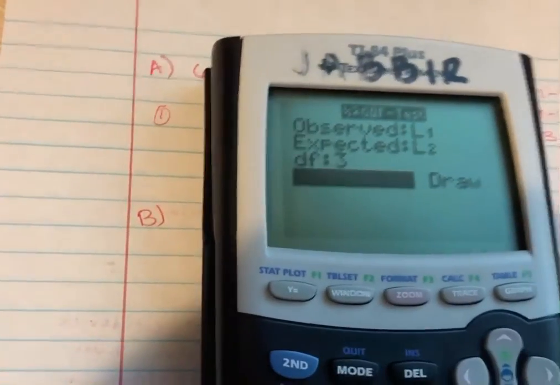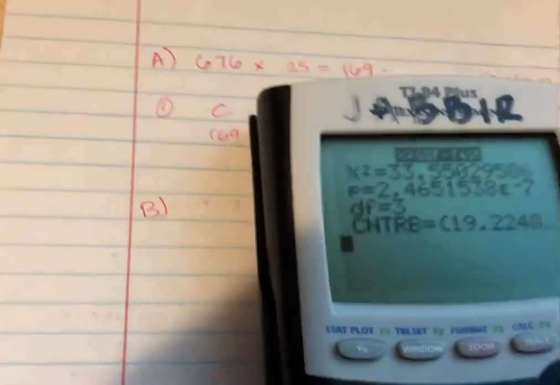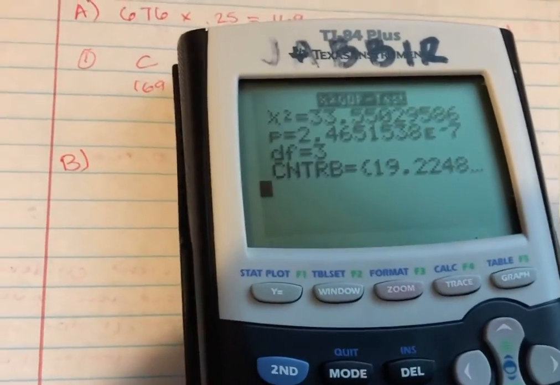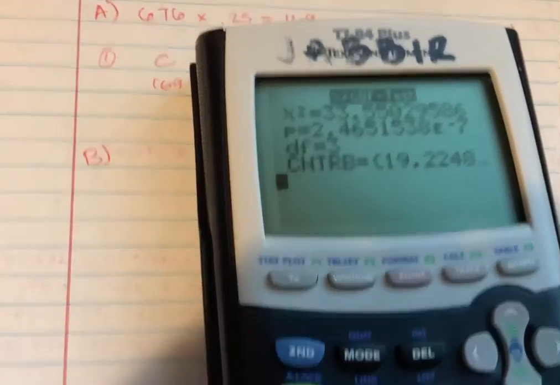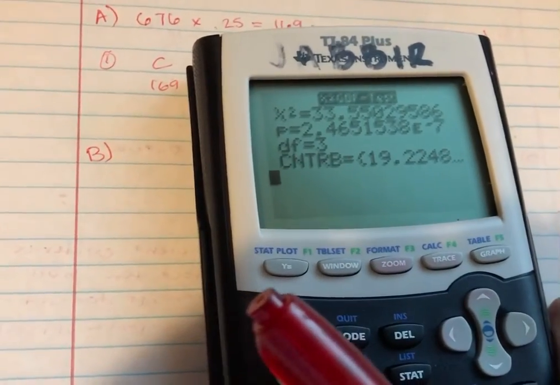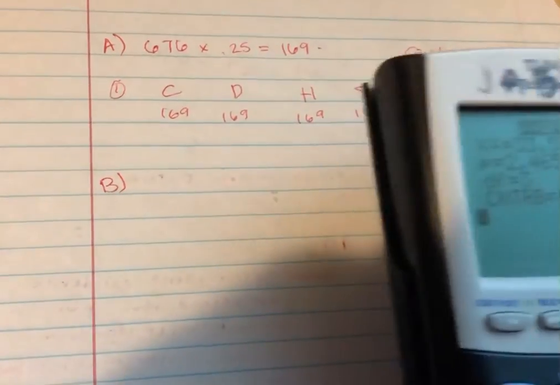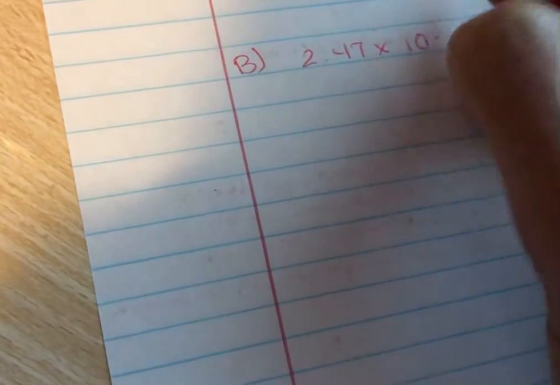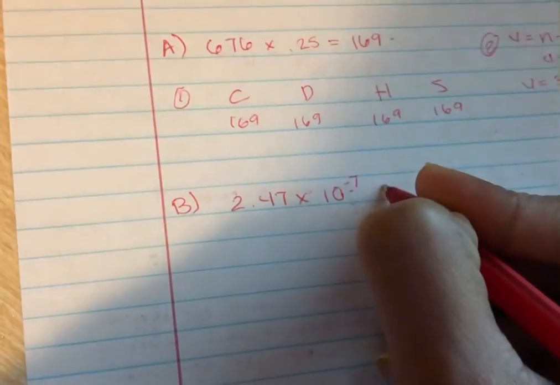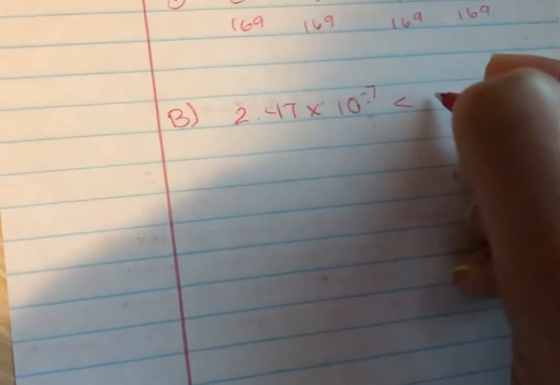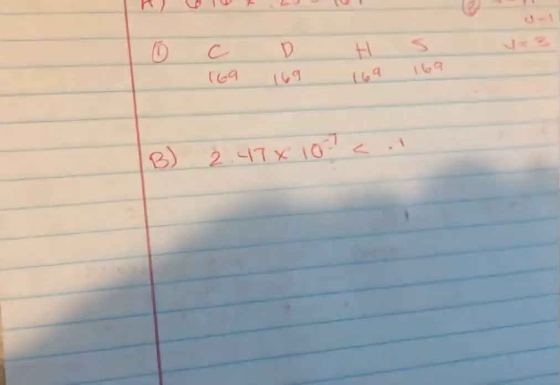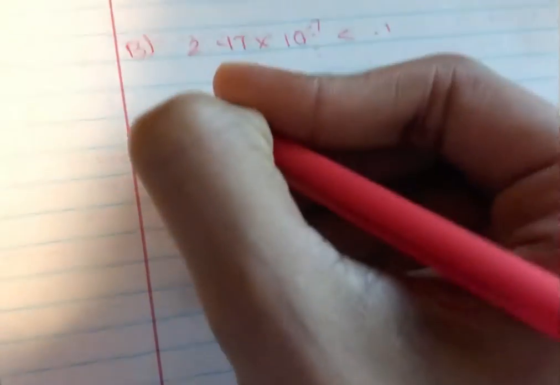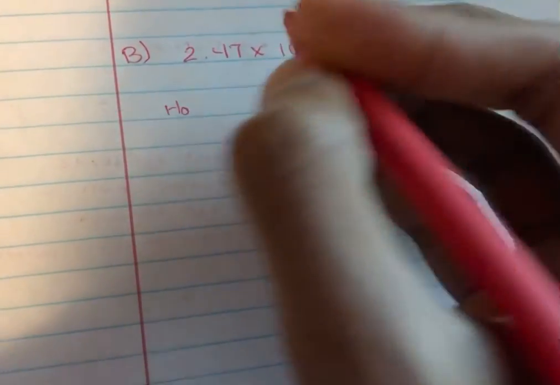And then hit calculate. And then you would get your p-value, which is 2.47 rounded to 3 sig figs times 10 to the negative 7th, which you would write. Which would be less than 0.1 or 10%. And then next you need to state your hypothesis, which would be H0, which is the null, and the alternate.